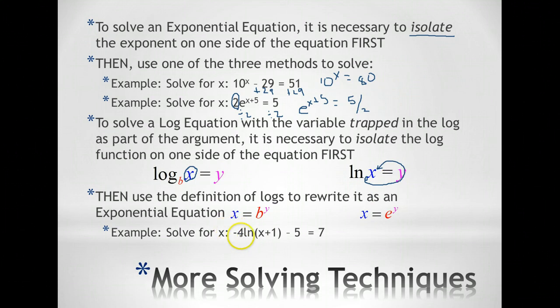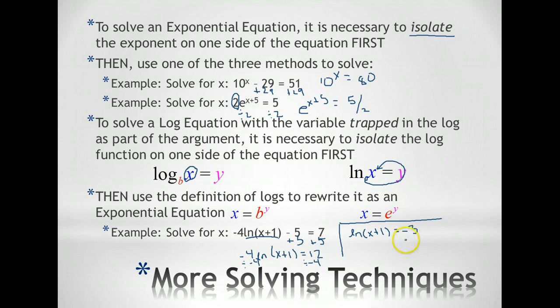Okay? So now the rule for isolating still applies. I need this all by itself before I can convert it. So I'm going to add 5 to both sides first. And so I get negative 4 natural log of x plus 1 equals 12. Then I'm going to divide both sides by negative 4. And so then I get the natural log of x plus 1 is equal to negative 3.